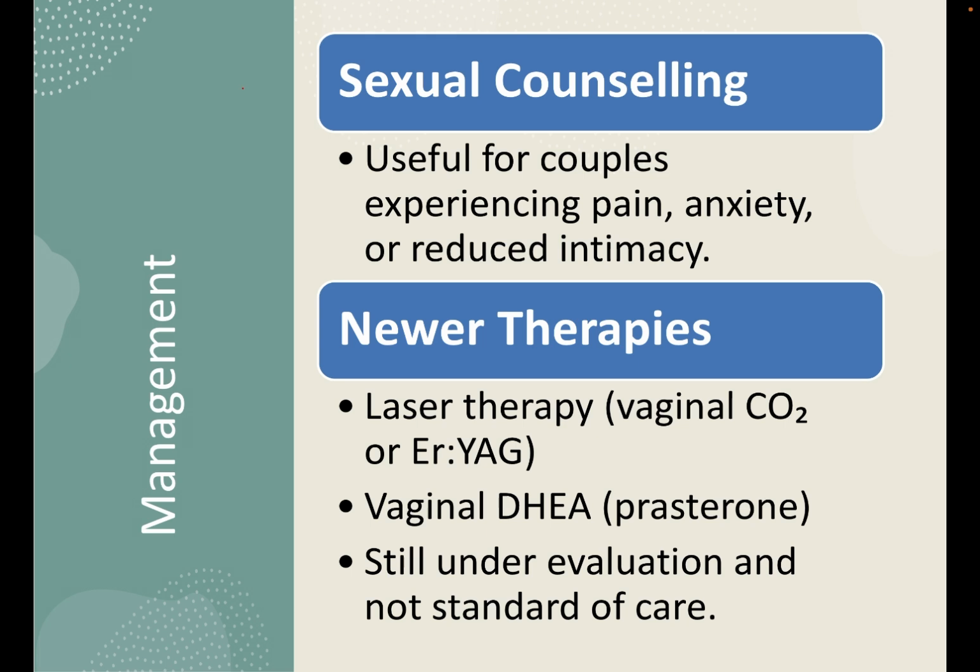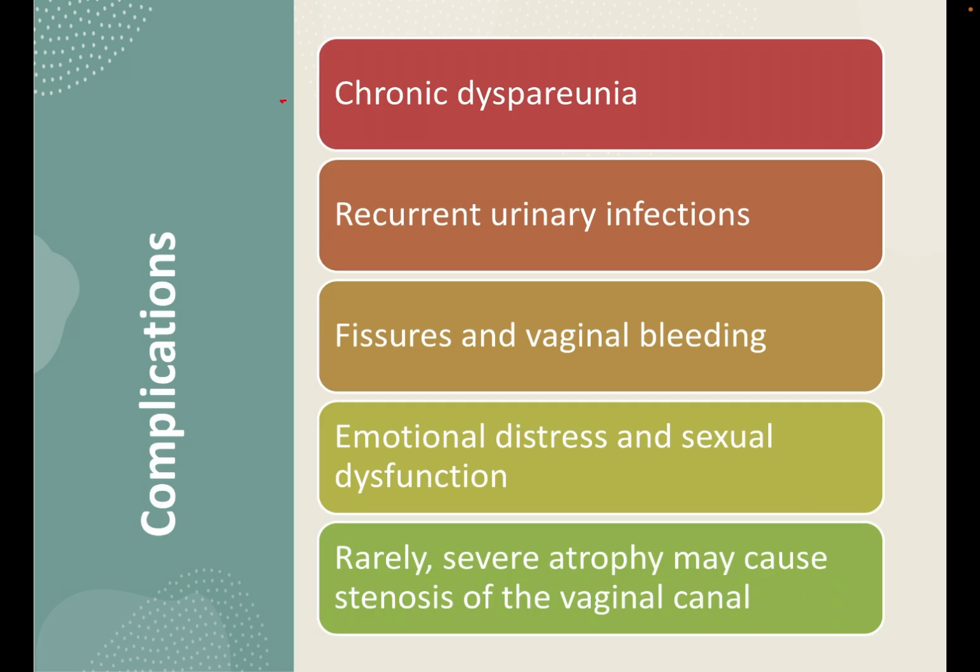Coming to the management, sexual counseling is very important, useful for couples experiencing pain, anxiety, or reduced intimacy. Newer therapies include laser therapy, vaginal CO2 or Er:YAG laser, and vaginal DHEA. Complications include chronic dyspareunia, recurrent urinary infection, fissures and vaginal bleeding, emotional distress and sexual dysfunction. Rarely, atrophy may cause severe stenosis of the vaginal wall.